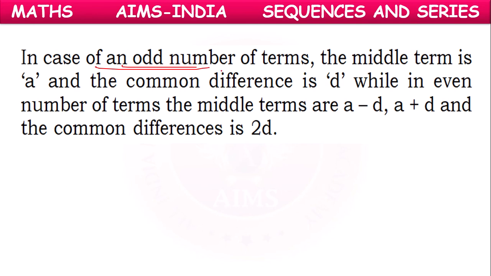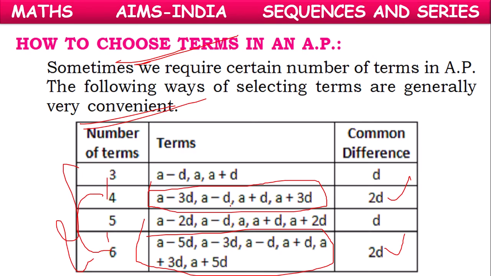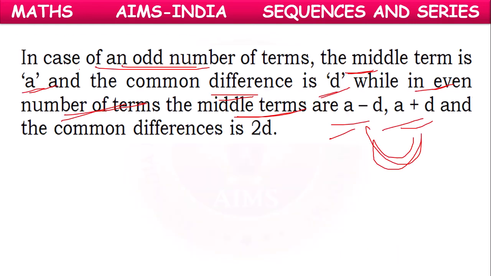So for an odd number of terms, the middle term will be A and the common difference is D. For an even number of terms, the middle term is not A, but A minus D and A plus D; two terms will come. Because out of 4 terms, these 2 terms are considered the middle terms. In 6 terms, the third and fourth terms are considered the middle terms. So the common difference will be 2D.